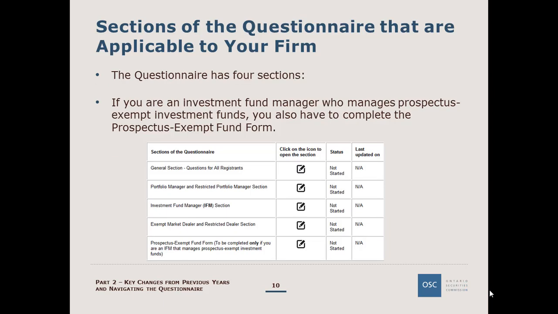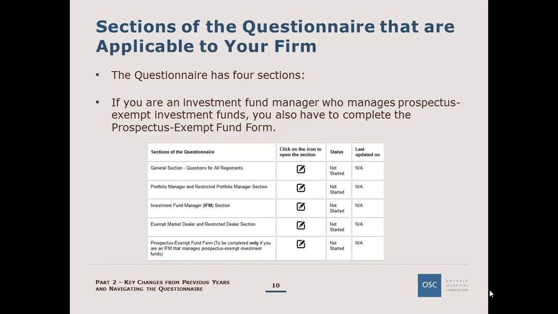As mentioned earlier, the questionnaire has 4 sections, plus the Prospectus-Exempt fund form. The diagram on slide number 10 is what we call a status table. It is customized according to your firm's registration categories, and it contains only the sections that are applicable to your firm. The diagram here shows you a status table for a firm that is registered as a portfolio manager, an investment fund manager, and an exempt market dealer.